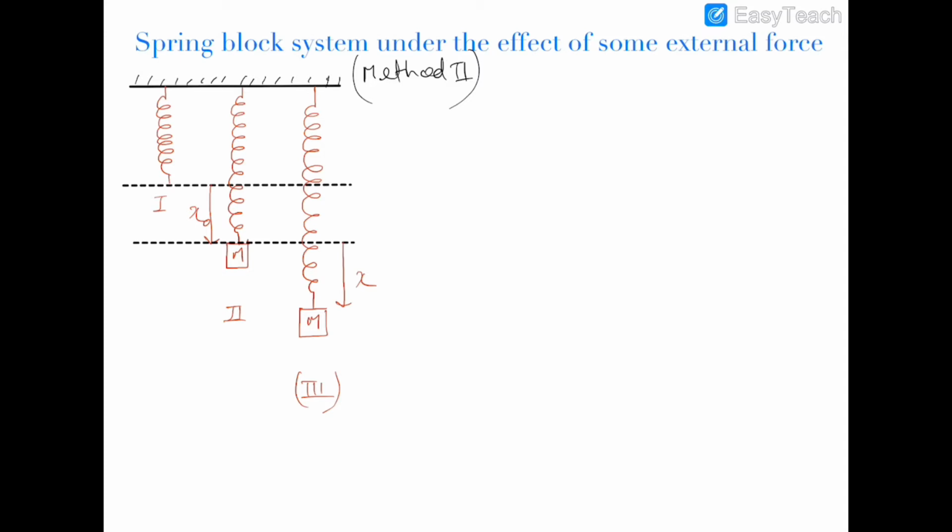In this method you just have to find out the extra force which is developed by stretching the spring from the mean position. In the mean position the spring was extended by a distance of x naught, and from the mean position I have stretched this spring by a distance of x. So the extra force developed by stretching this spring will be kx, and this force will be responsible for SHM. So we have to equate this force with ma.